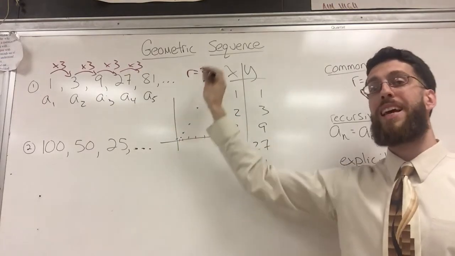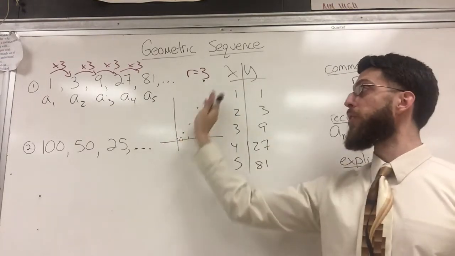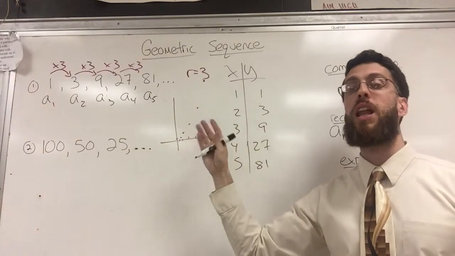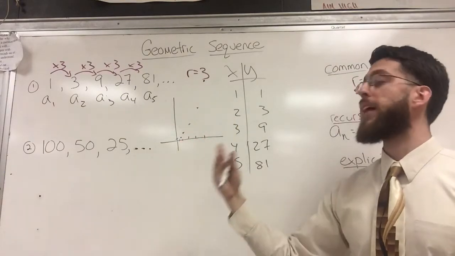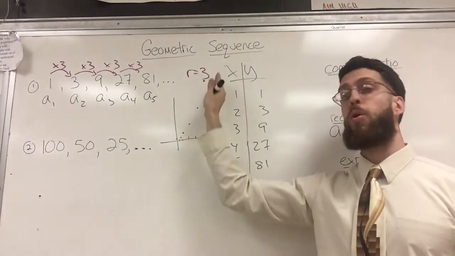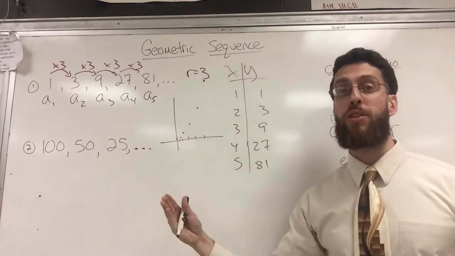And what's happening is that's exponential growth. It's curving up quickly. It's not growing at a constant rate like a line would. So that's another clue that you're looking at a geometric sequence because your points grow quickly, exponentially.